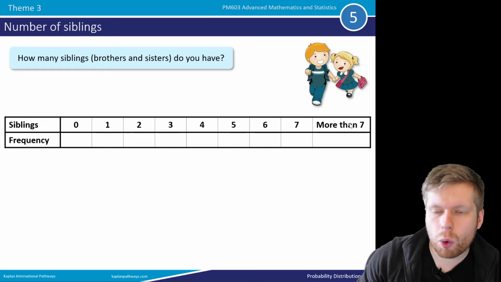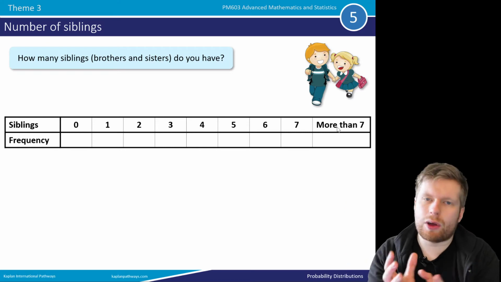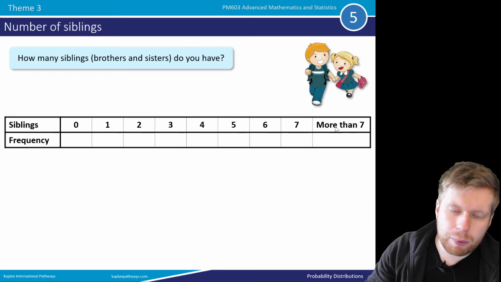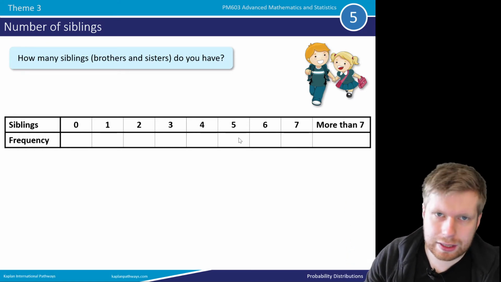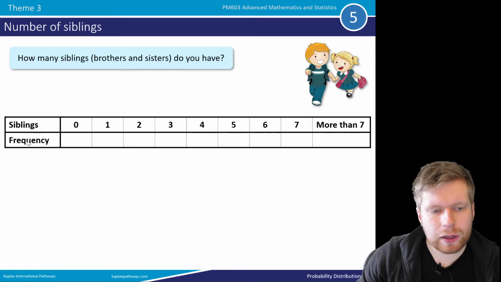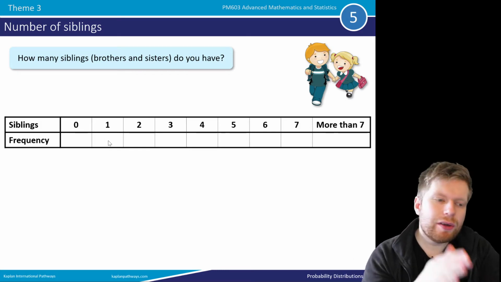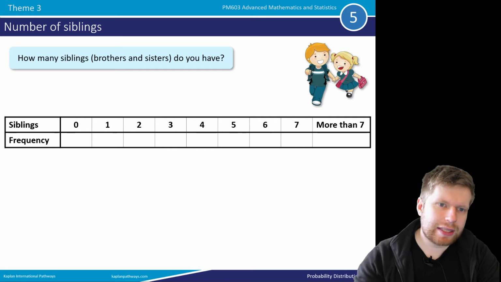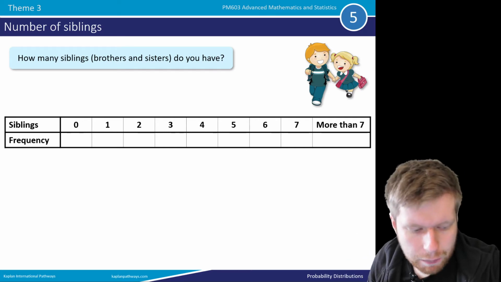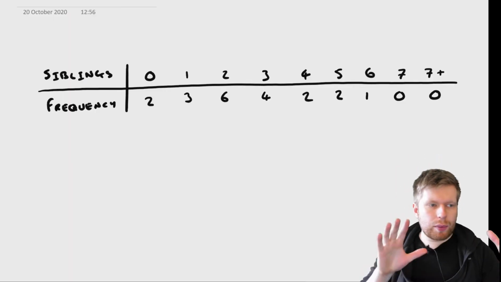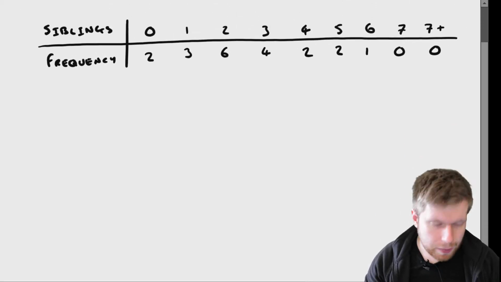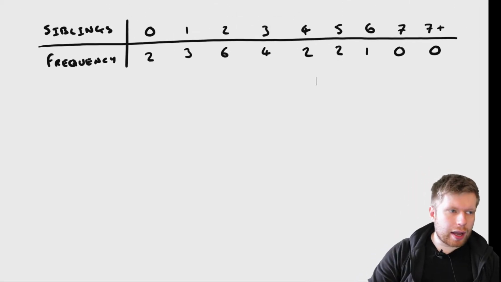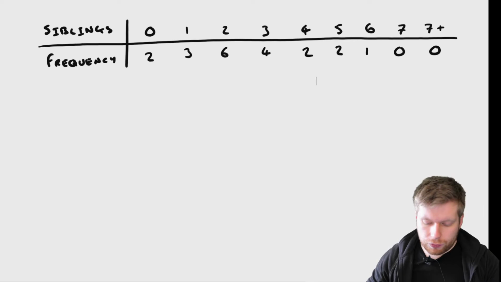And then anybody that has more than 7 siblings will all be clumped together on the basis there's going to be fewer people down this end than there are in the rest of the table. Then underneath, we're going to plot the frequency. That's just simply the number of people that have that many siblings. So let's suppose we collect our data and we get something that looks like this, okay? So you can see along the top row, I've put my number of siblings. Along the bottom row, I've got the frequency.